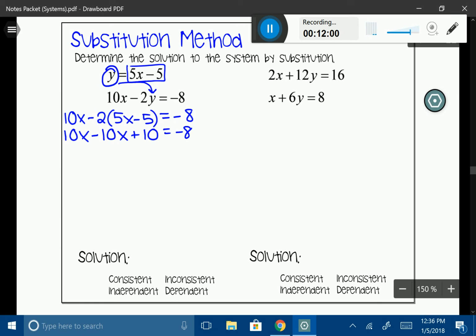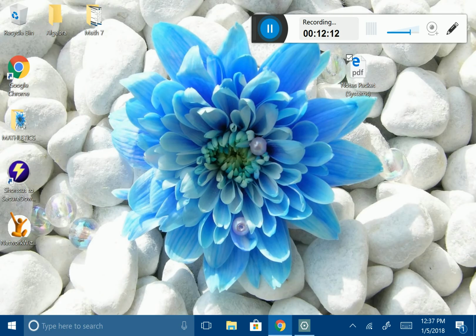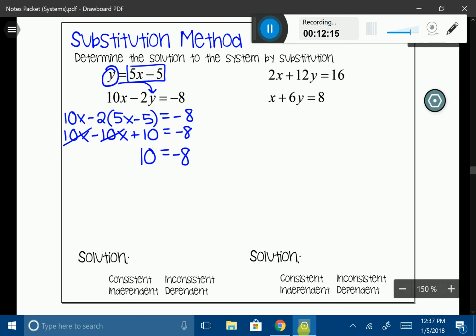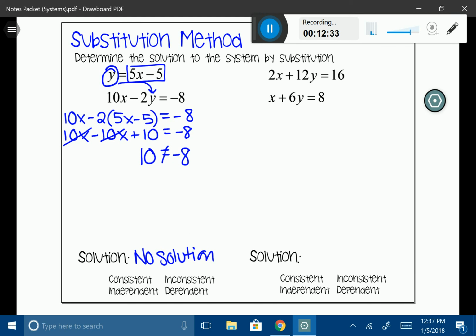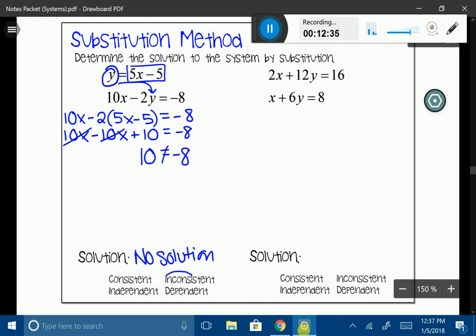Okay, and 10x minus 10x. Well, that's going to eliminate those, which is going to leave me with 10 is equal to negative 8. Well, we know that those are not equal. There we go. They are not equal. So just like all the other systems of equations we've done, when you have a false statement, that is going to give us a no solution answer. There is no solution to the system of equations, which means that these are 2 parallel lines. When you have a no solution, you're going to have an inconsistent system.